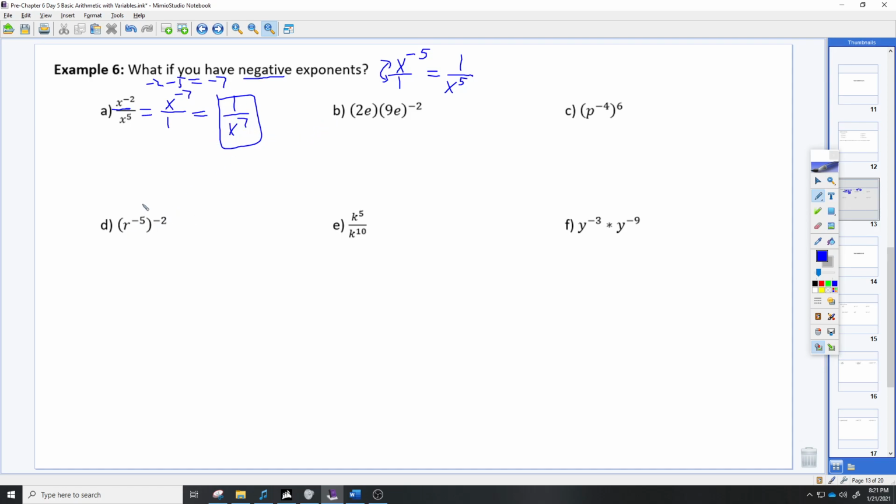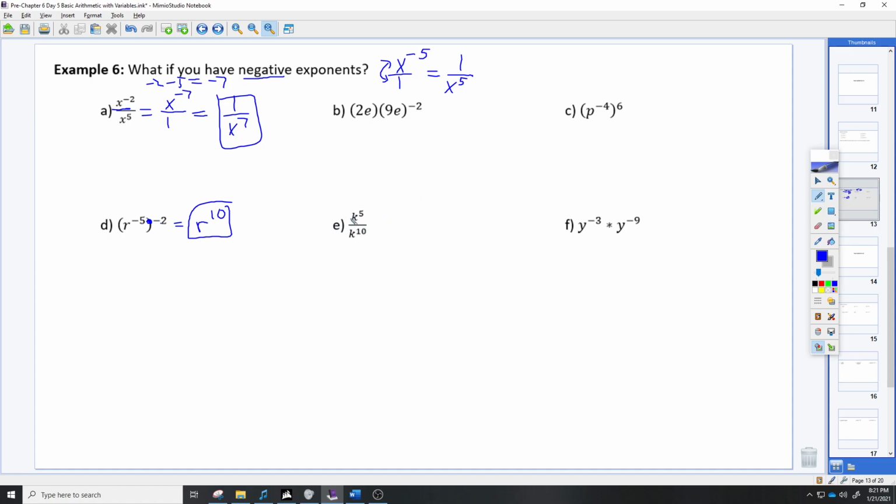Let's go down and do part D. What happens whenever you have a power raised to another power? In this case, you do multiplication between the two to get the answer. So this would be r to the negative 5 times negative 2 is positive 10. So in this case, we don't have to flip anything around. We simplified it first, and we're done. I think I'm going to save B probably for last.